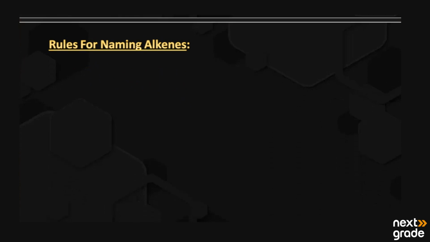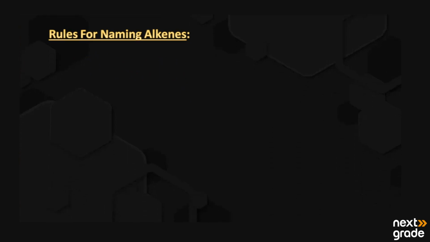Next, the fourth rule for the naming of the alkenes is that we need to show the position of the double bond with a number.